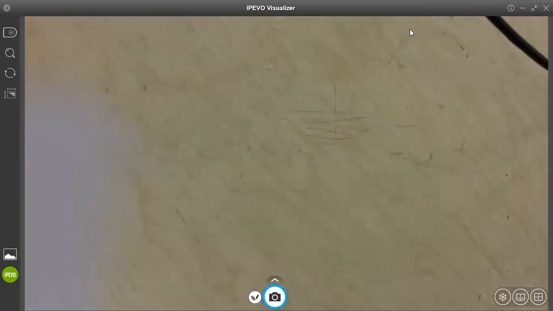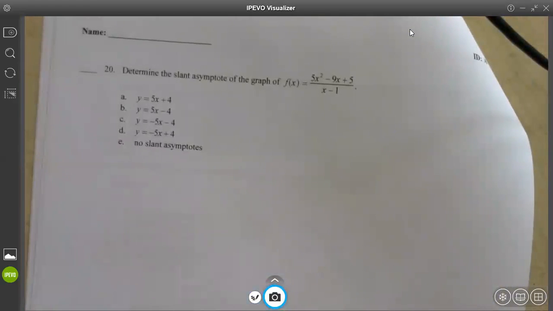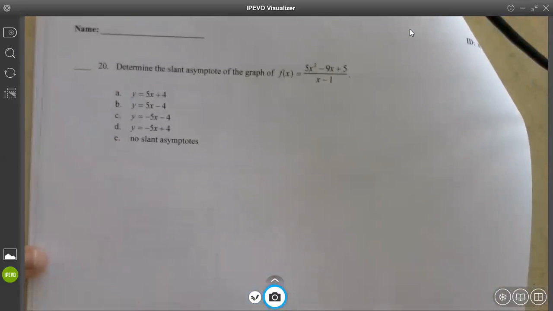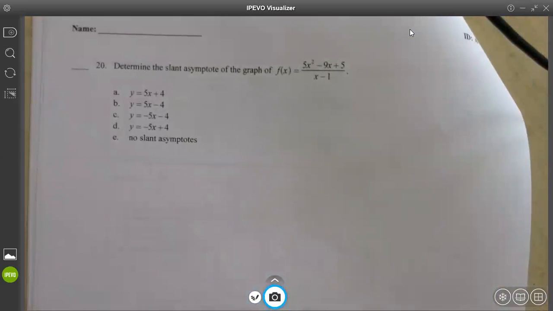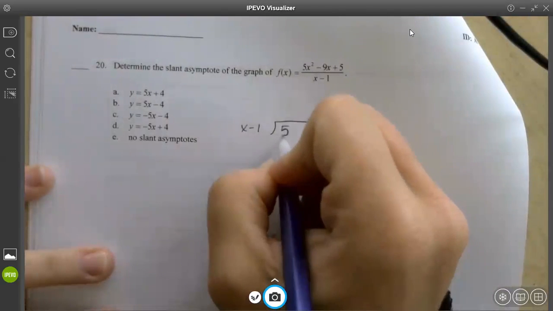We did 19. We have 20. I feel like this is the only one that you might mess up. I think everything else should be okay. Remember, even your concave up, concave down, you can check on your graph. So check it on your graph, look at the intervals, whatever. But on this one, determine the slant asymptote. How do I determine the slant asymptote? Long division. I love how y'all say that with such enthusiasm.